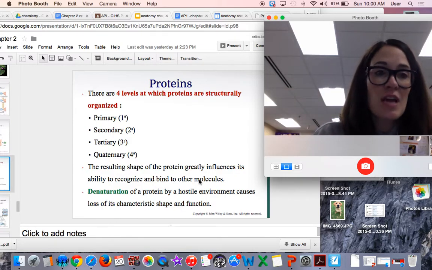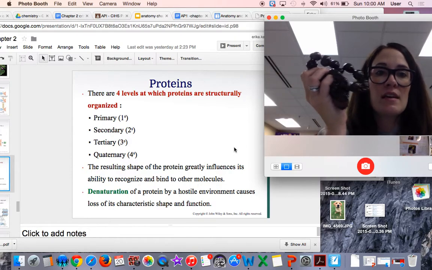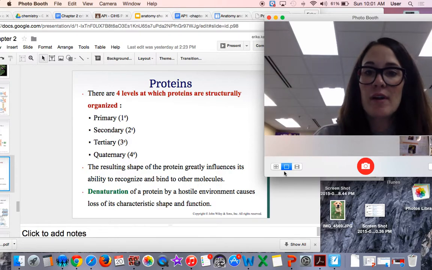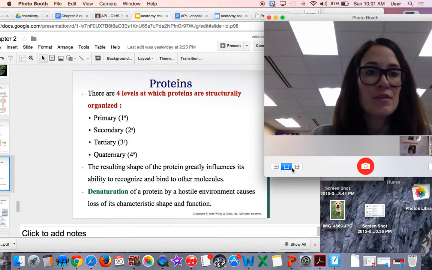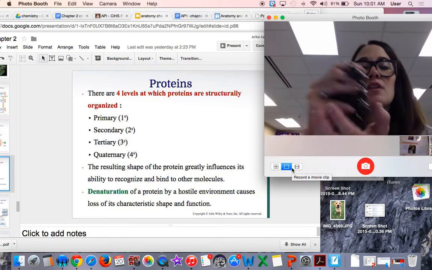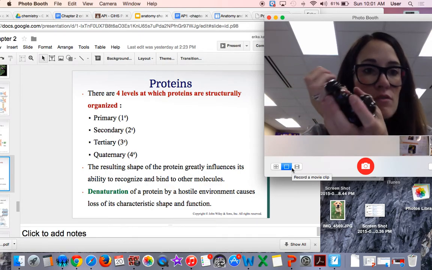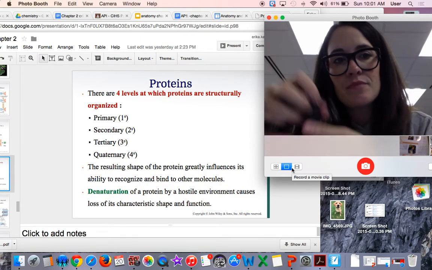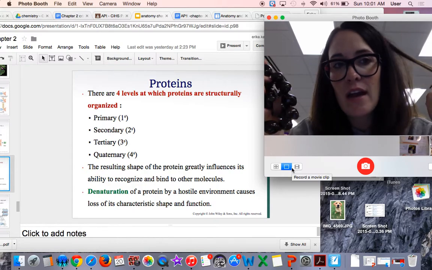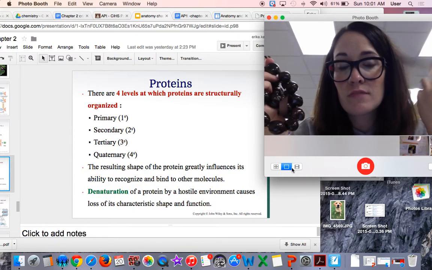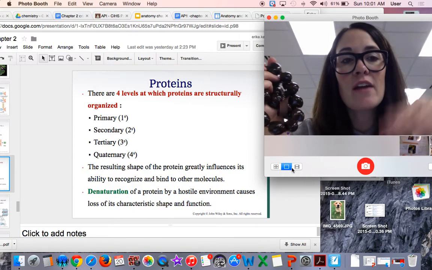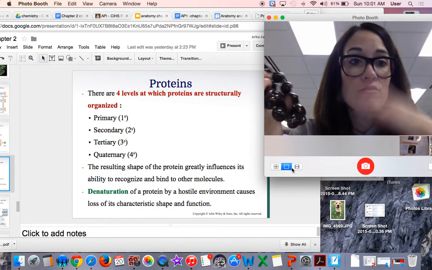The resulting shape of this protein influences its ability to bind and recognize other molecules. And this sequence and shape also determines its functionality, what it does. If you have curly hair, the proteins in your hair have more of a kink to them. Straight hair, that protein shape is more straight.